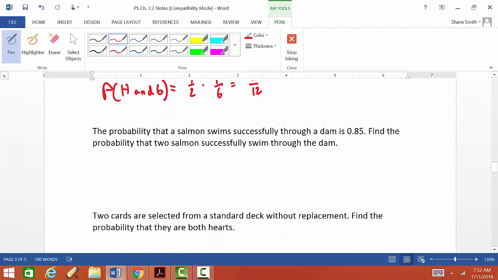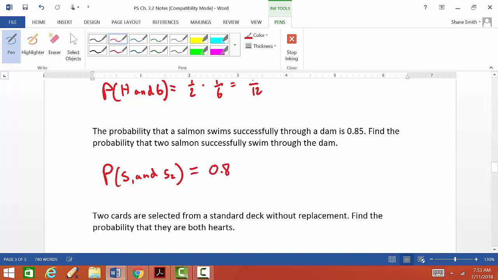What about if we have salmon, they swim successfully through a dam, 0.85. Find the probability that the 2 salmon successfully swim through the dam. So we want to find the probability we have a success the first time and a success the second time. I'll put a subscript 1 and 2 for the success the first time and the success the second time. And the probability that the first salmon is successful is 0.85.